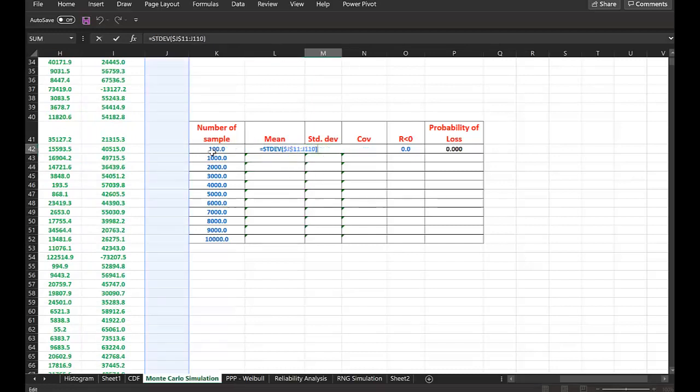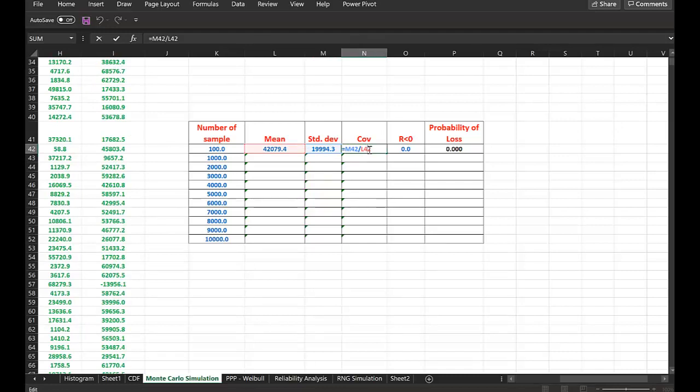Similarly, for the 100 sample size we can calculate the corresponding standard deviation, and the function in Excel to calculate standard deviation is STDEV. Once I know the mean and standard deviation, we can calculate the coefficient of variation, that is sigma divided by mu. Then we can find, if I take 100 samples only, how many samples are negative, that is R less than 0.